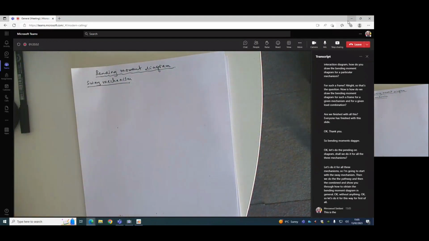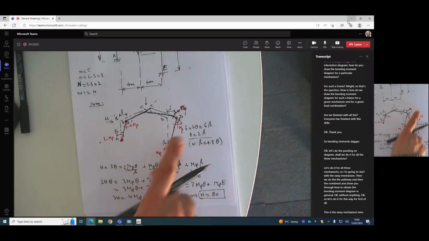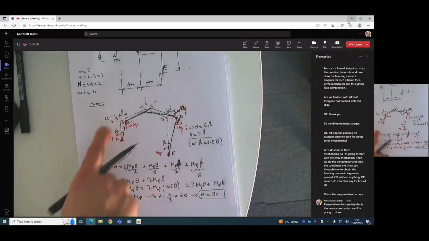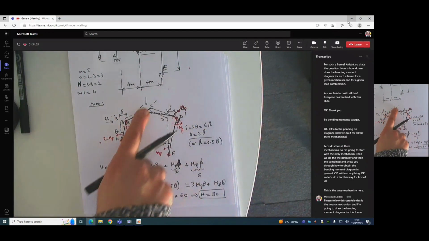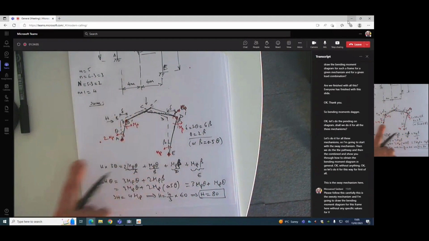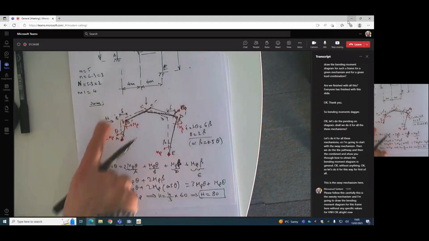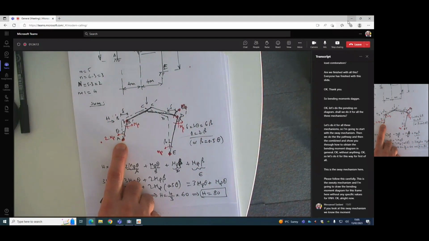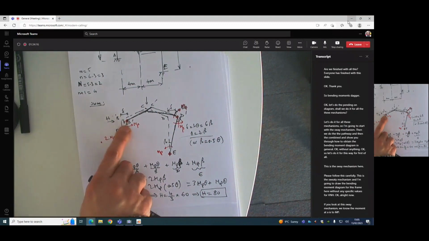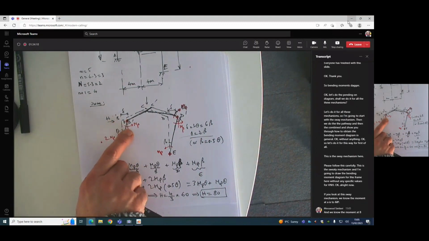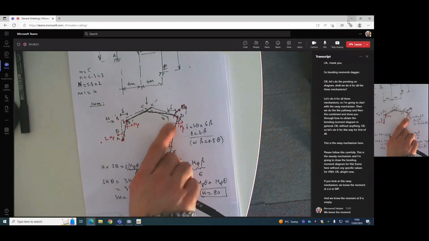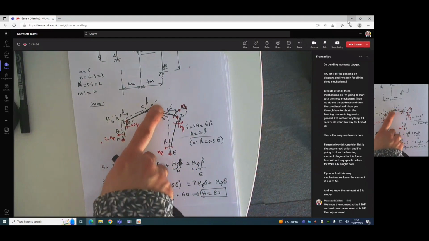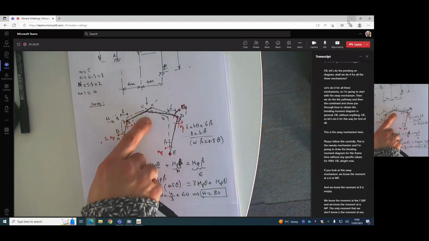This is the sway mechanism here. Please follow this carefully. I'm going to draw the bending moment diagram for this frame without any specific values for V and H. Now, if you look at this sway mechanism, we know the moment at A is 2MP, at B is MP, at D is MP, and at E is MP. The only moment that we don't know is the moment at C.